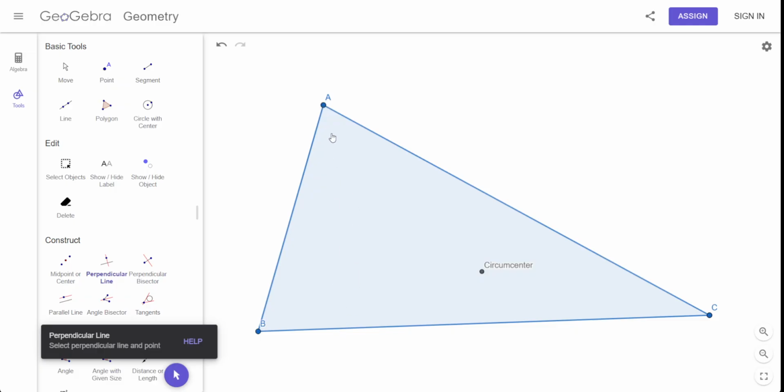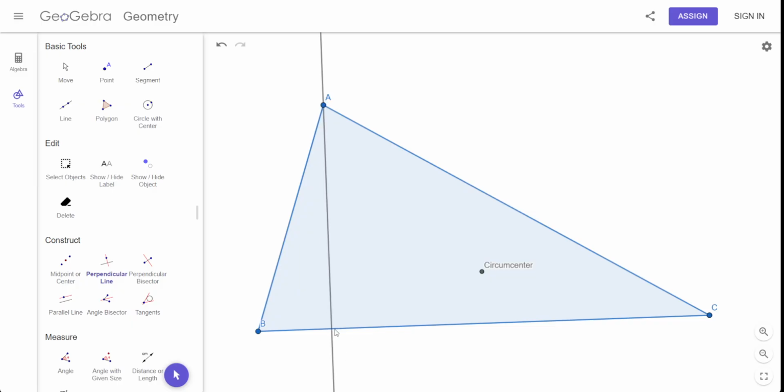That's the altitude. So if I go from here to here, there's the altitude. Does the altitude necessarily hit the midpoint? No, not necessarily. Sometimes it could, depending on the way your triangle is, but not all the time. But it is a right angle. See that? That's a right angle. And it goes from a point perpendicular to the opposite side.